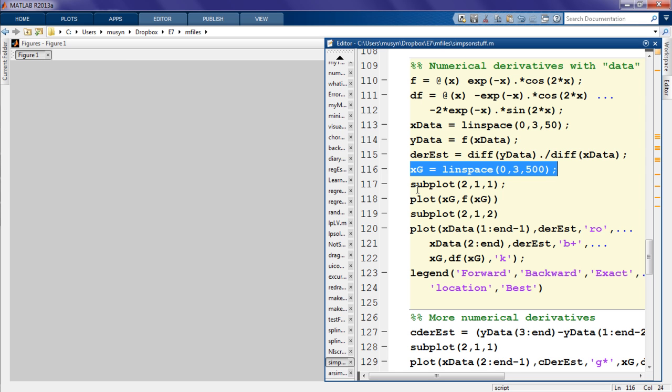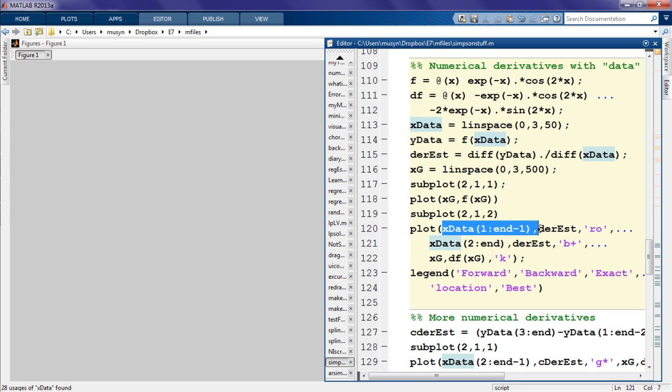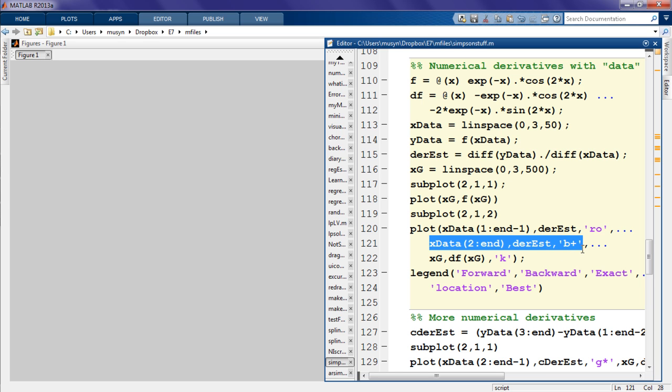On a subplot, we'll plot first the function. So the fine values of x and then f of the fine values of x. That'll be an oscillating cosine wave. Below that, we'll plot the forward difference in red circles, the backward difference in blue pluses, and the exact derivative as a black line. We'll give it a legend: forward, backward, exact. Let's try that.